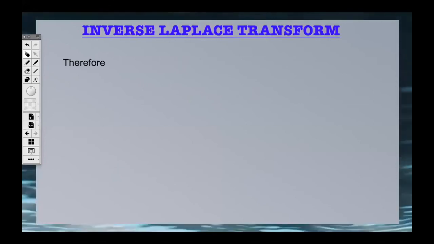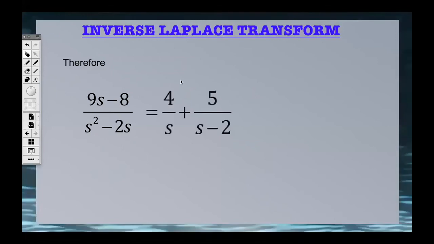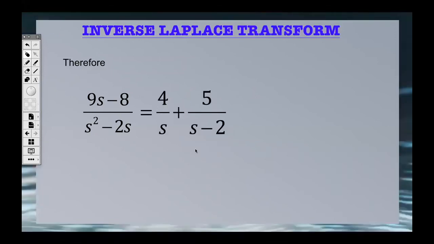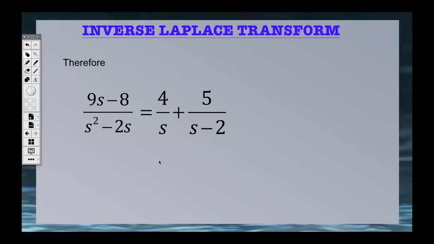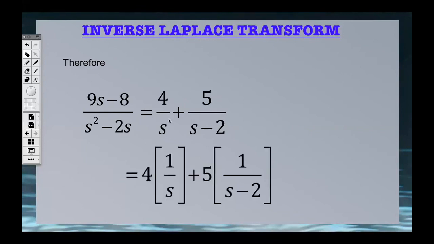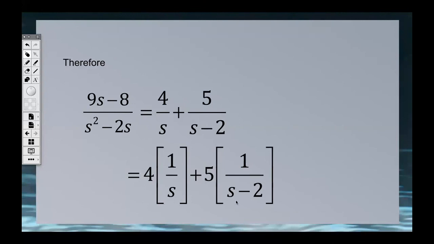Therefore, 9s minus 8 over s squared minus 2s as a partial fraction is 4 over s plus 5 over s minus 2. Now, let's not forget, we haven't found the inverse. We just expressed it as two fractions, but now we're able to find the inverse of 4 over s and 5 over s minus 2. So rewriting 4 over s as 4 times 1 over s plus 5 times 1 over s minus 2.